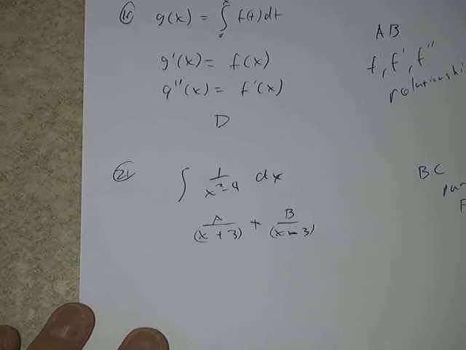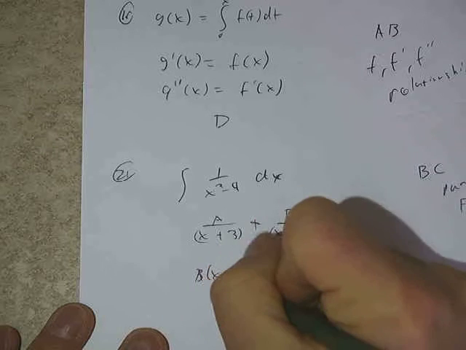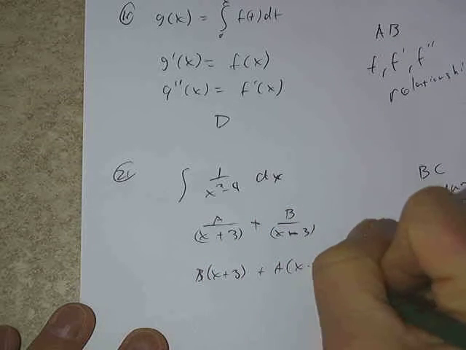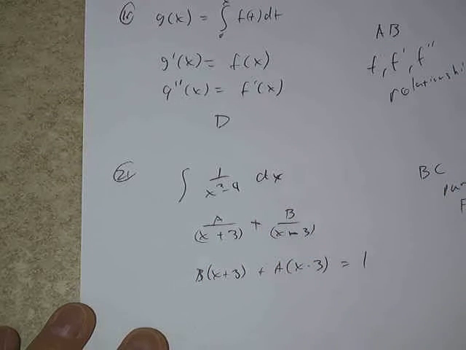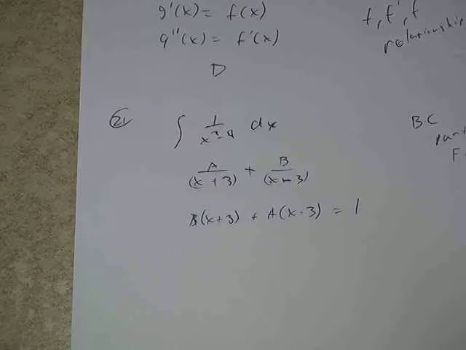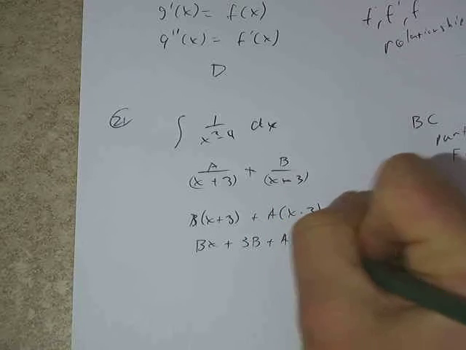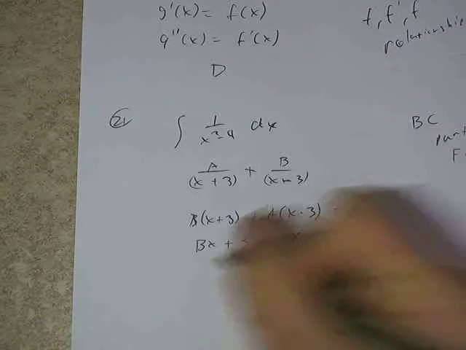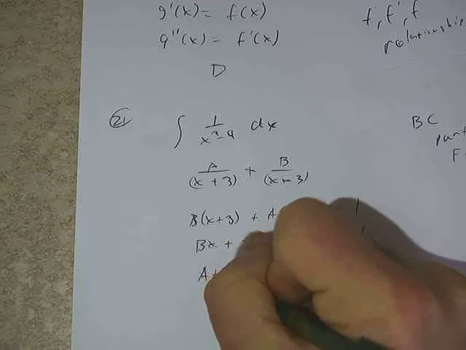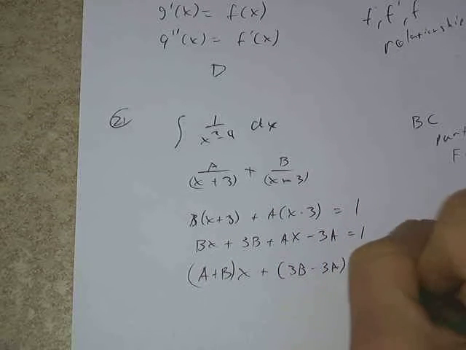Alright, and if we do partial fractions, remember the issue here is we do b times x plus 3 plus a times x minus 3. Ultimately that would be the top of those two fractions if we were to add those two together. Those would be the two numerators. And we know added together they need to equal 1 to give us back the integrand we started with. So we do bx plus 3b plus ax minus 3a. And we put the x's together, we'd have a plus b x plus 3b minus 3a equals 1.